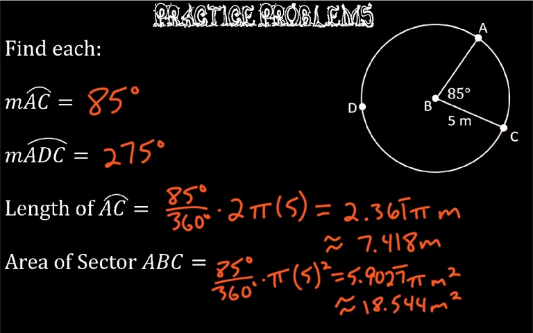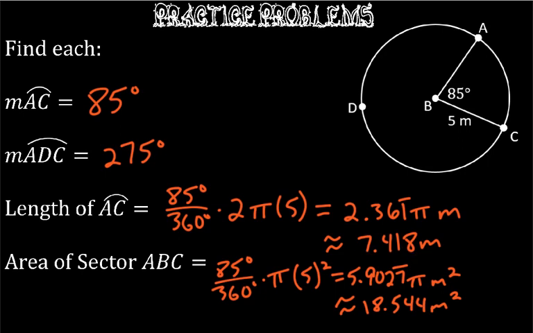On the third one, length of arc AC, now we're going to talk about this in meters. And so the formula that we use there is the portion of the circle that we're talking about, the central angle divided by 360 degrees, multiplied by the circumference, 2 times pi times the radius, which is 5. The exact answer here will be in terms of pi, and the estimate will not.